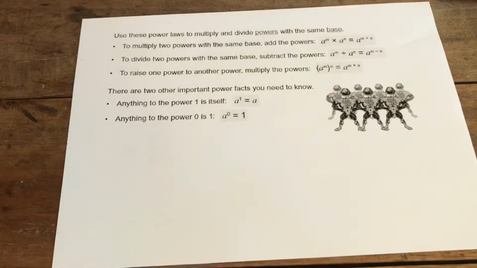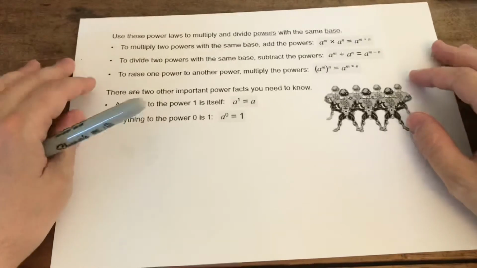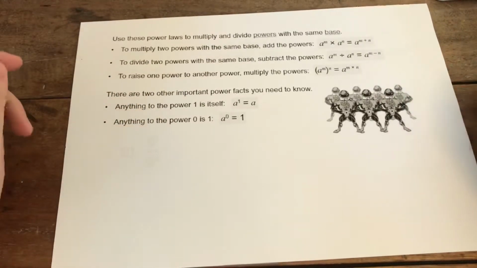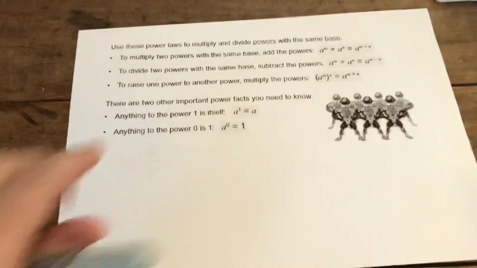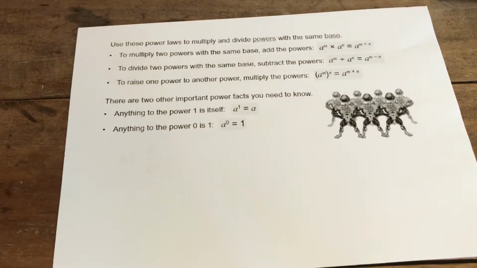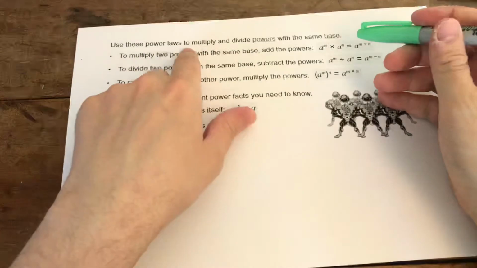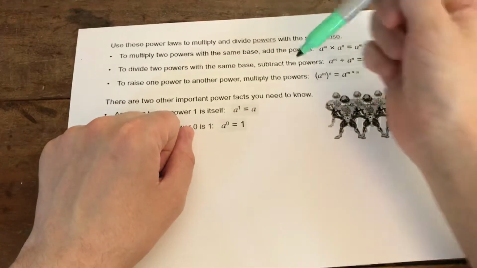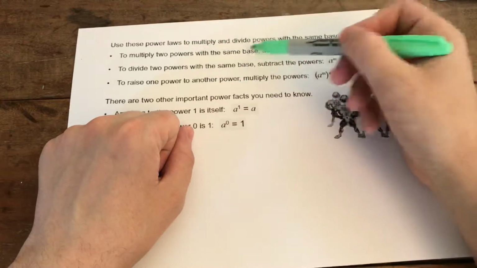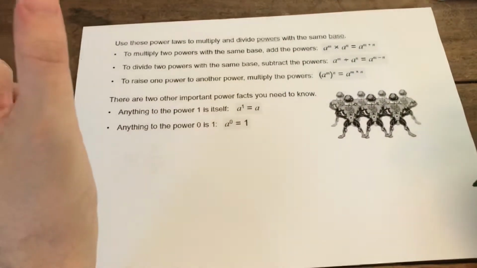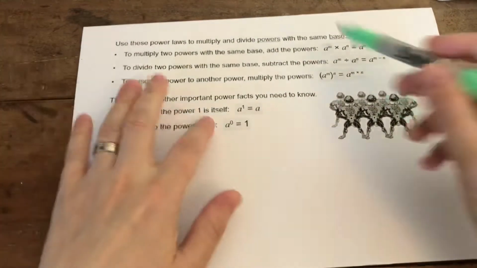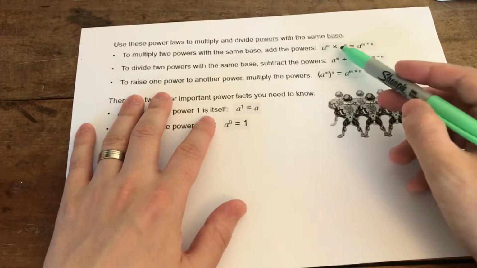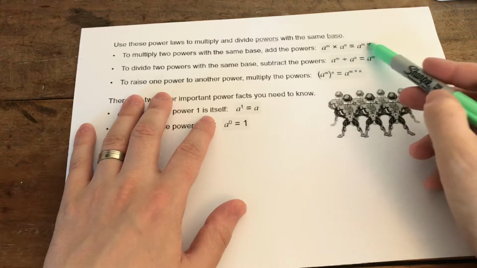So, in today's lesson, we're going to be looking at simplifying indices, in particular when we are multiplying and dividing. There are some rules that we need to know for this. We use these power laws to multiply and divide powers with the same base. To multiply two powers with the same base, so imagine the same base is the big number, you add the powers. So if you've got a^m times a^n, it means that you add those powers.